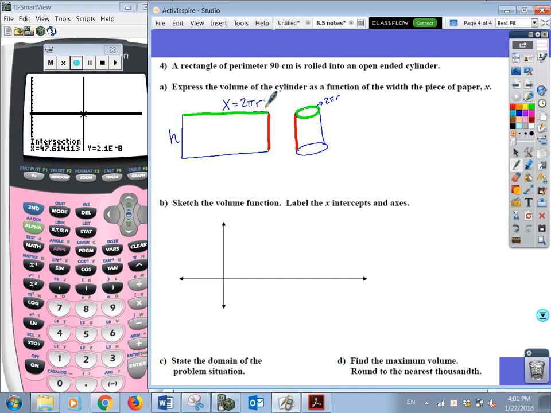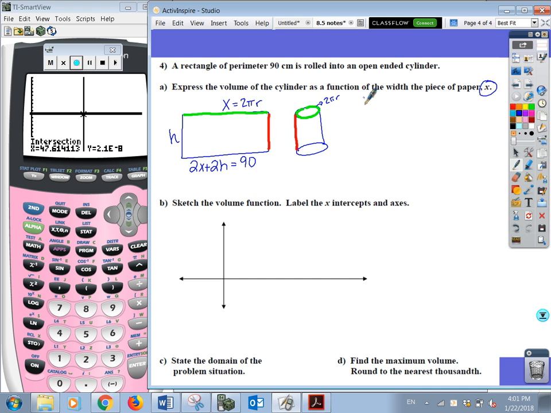All right, so if the perimeter, let's think of it as 2x plus 2h equals 90, and we want to express the volume in terms of x, that means we need to figure out what the height is in terms of x. So we need the height and the perimeter of this top right here, this green, in terms of x.